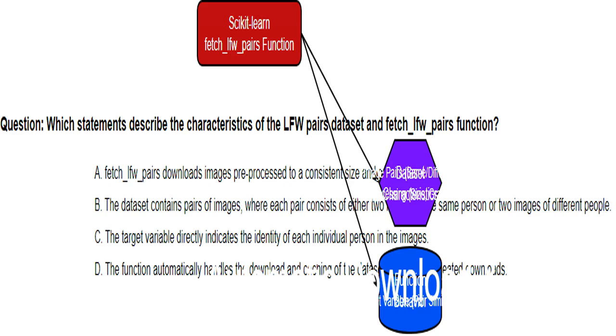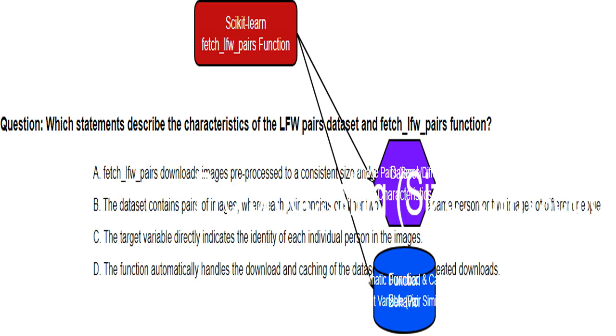I really like this feature. The function is smart enough to download the dataset only once. After the first download, it saves a copy, a cache, so you don't have to wait for a download again. That's efficient. The images are pre-processed before being used.